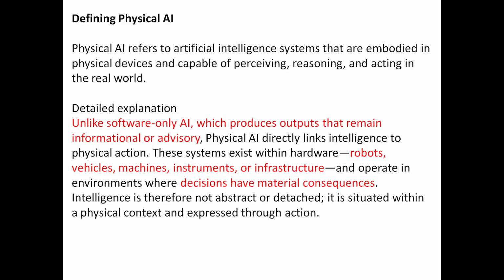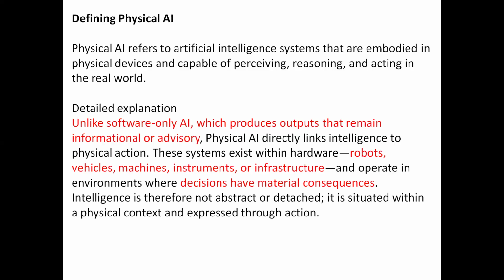Physical AI refers to artificial intelligence systems that are embodied in physical devices, physical infrastructure and physical entities, capable of perceiving, reasoning, and acting in the real world. You can think about a robotic system, like a humanoid robot. But the difference is that this is AI, not the programmed control of the robot.